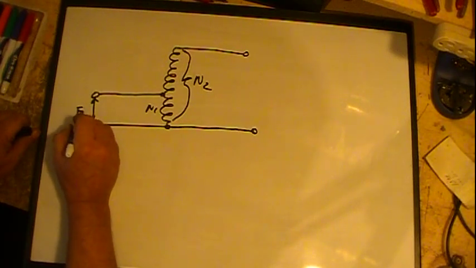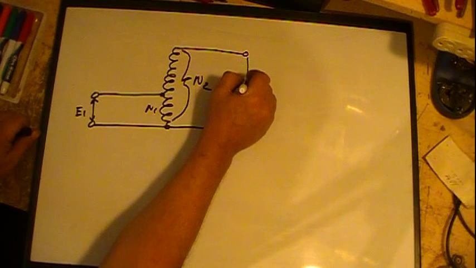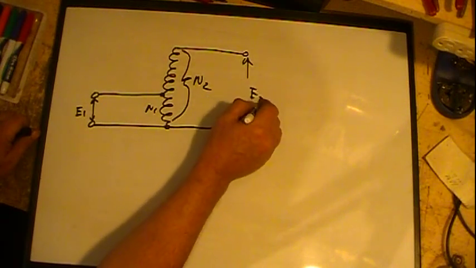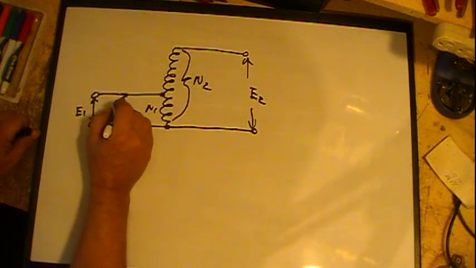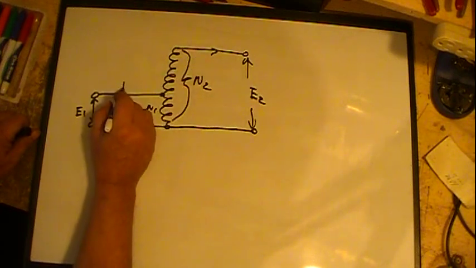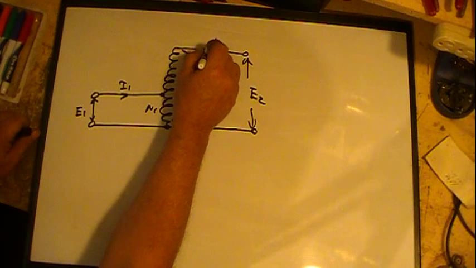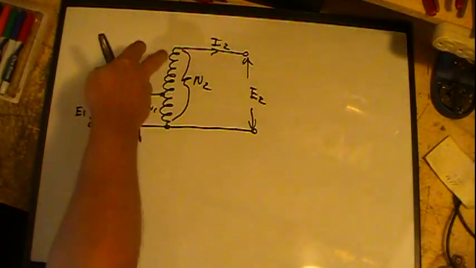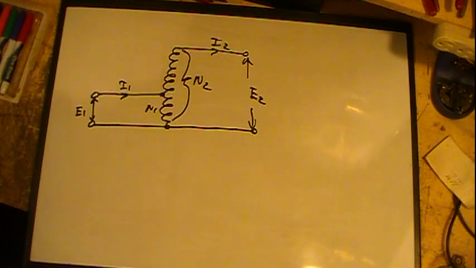E1 again, and E2 again. I1 and I2. Single winding, non-isolation.